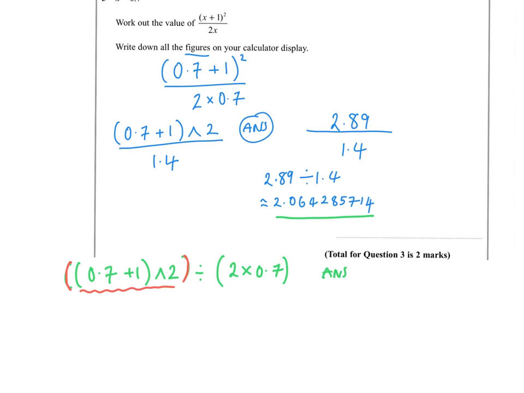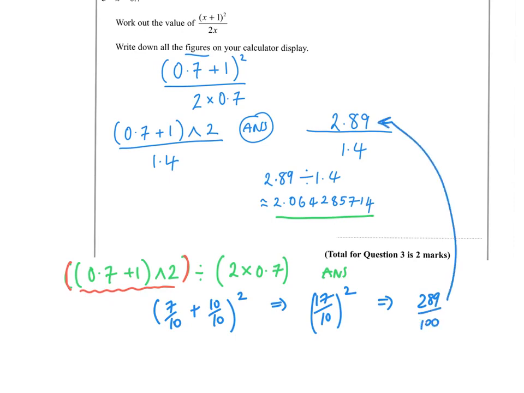Sometimes students rush into these and get the answer completely wrong. It doesn't hurt to check a little bit. If you wanted to check the answer out by hand, you could say that 0.7 is 7/10 plus 1, which is 10/10 squared. Well, that's just 17/10 squared, which is 289 hundredths, which gives you the 2.89. So don't just put things into the calculator and not pay attention to the answers. Just try and think, do they make sense? So that's that question. Let's go on to the next.